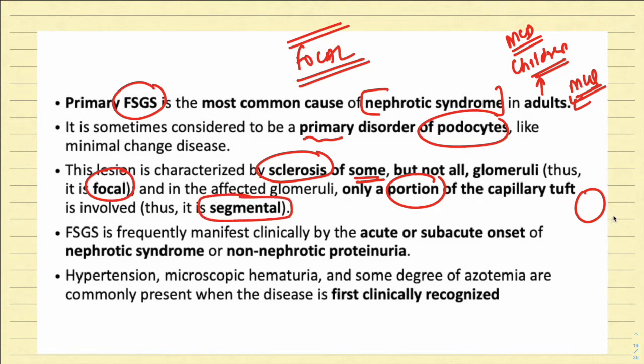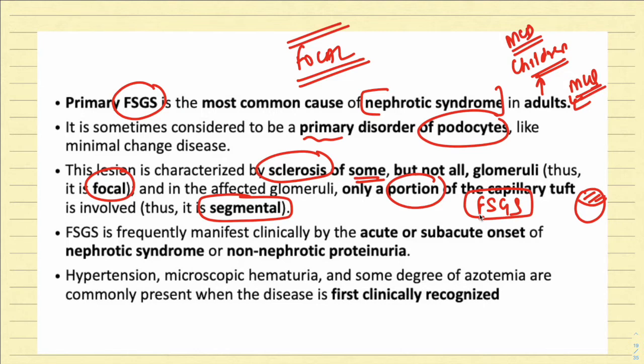Do you understand what is the meaning of segmental? Only a part of the glomerulus is involved. So we call it as FSGS. So first this concept should be very clear. Why it is called FSGS? Focal segmental glomerulosclerosis. So there is fibrosis of some of the glomerulus and the involved glomerulus is only involved by part, not total. Okay, clear to everyone?